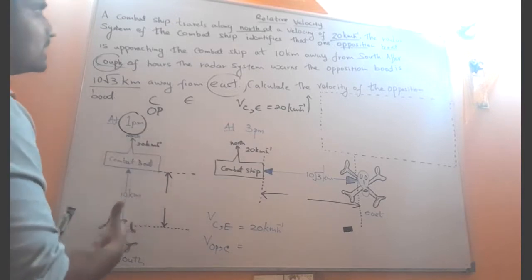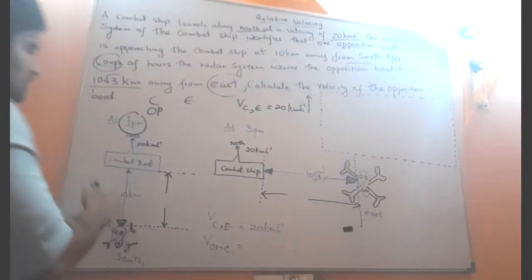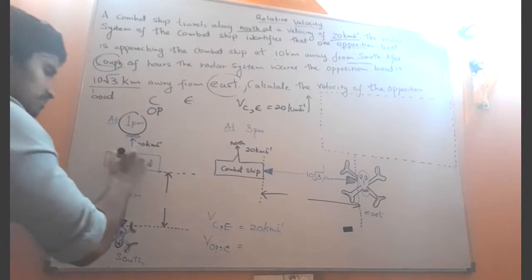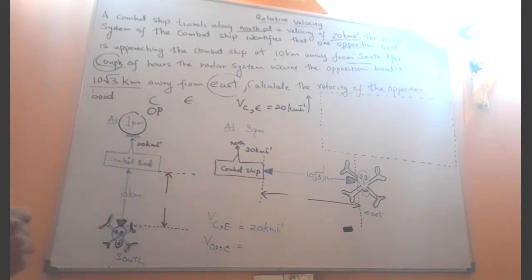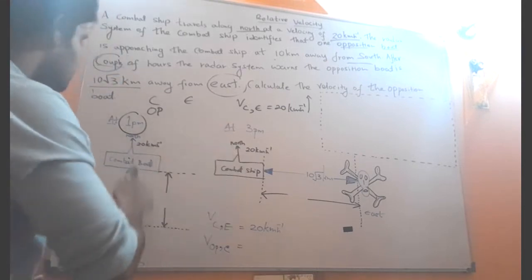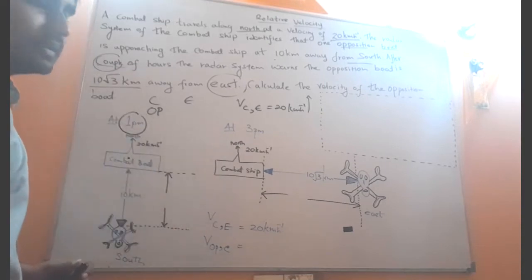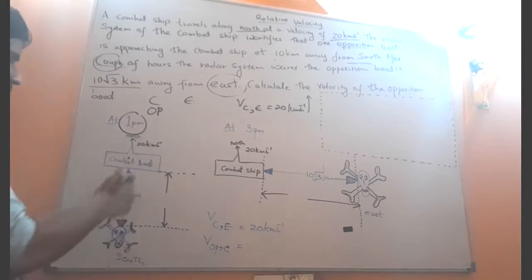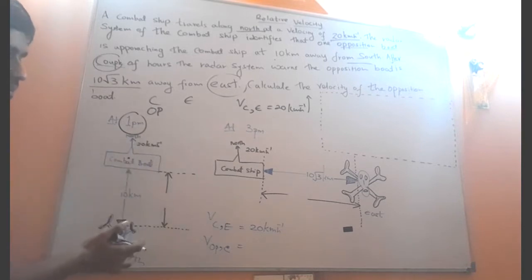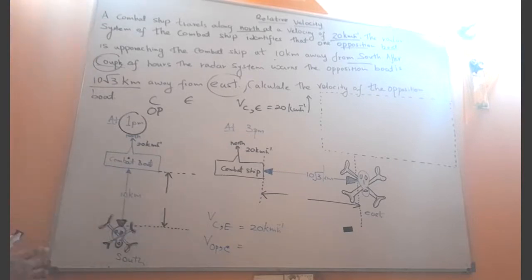That means 10 kilometers away from south. If you consider the position of the combat ship as the reference, south means below. So 10 kilometers below. Below means south. That is okay. This I have used to indicate the opposition boat.